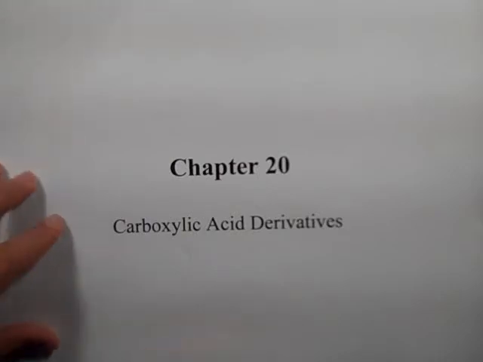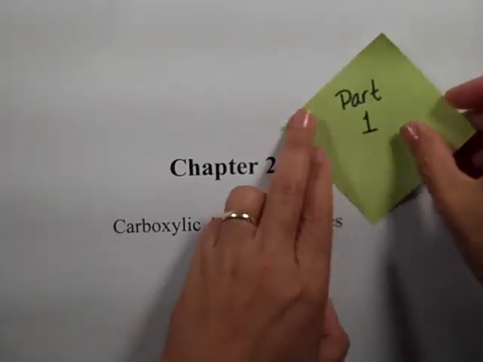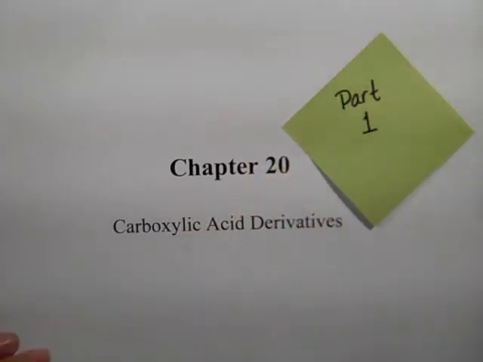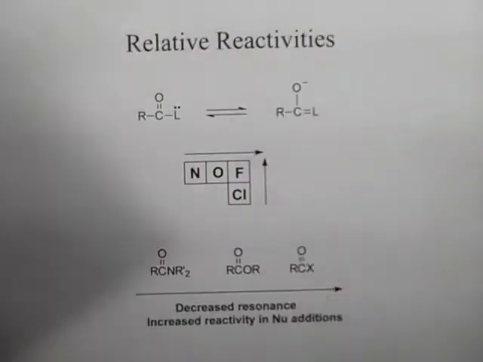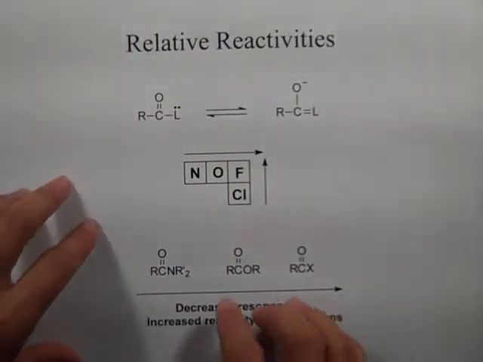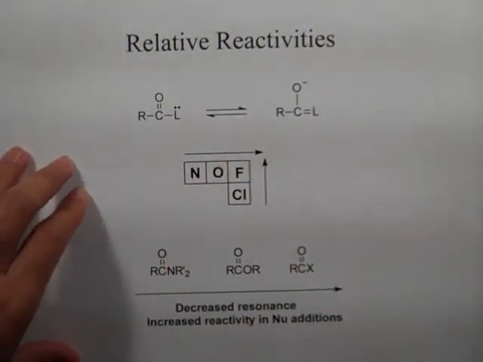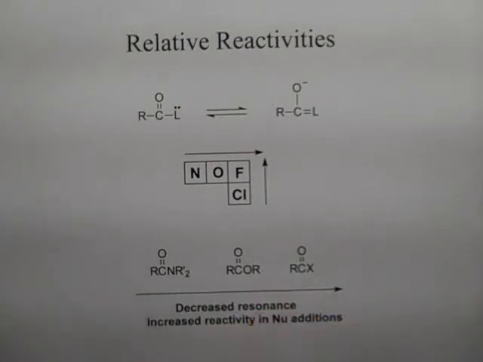This is the lecture for chapter 20, but I have divided it into two parts. So this is going to be part 1 of chapter 20, carboxylic acid derivatives. Alright, let's start with the relative reactivity of the different derivatives of carboxylic acids.